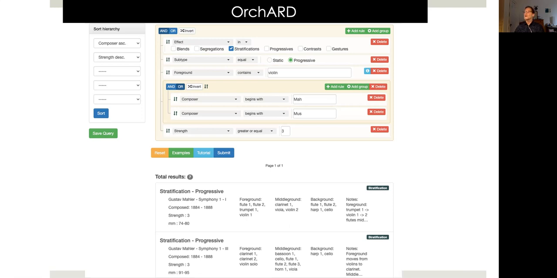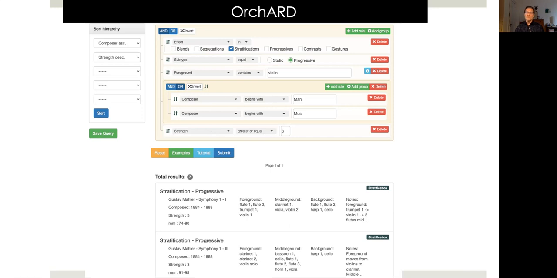Here we're looking for a stratification, as you can see here, that has progressive changes in instrumentation, okay, and it has a violin in the foreground. So anything that has these properties will be searched for. And it has to be by composers whose names either start with ma or muz, in this particular case. And the effect has to have a strength rating of 3 or greater on a scale of 1 to 5.